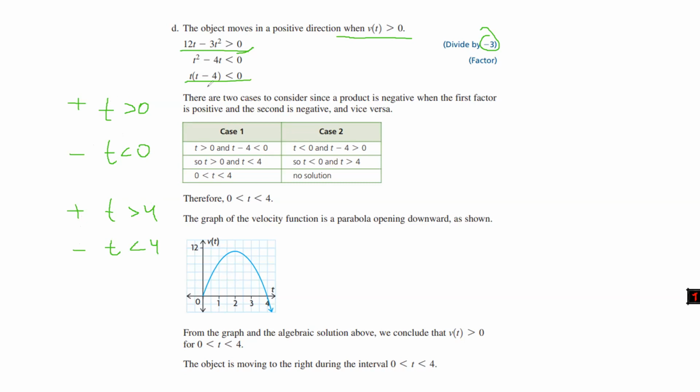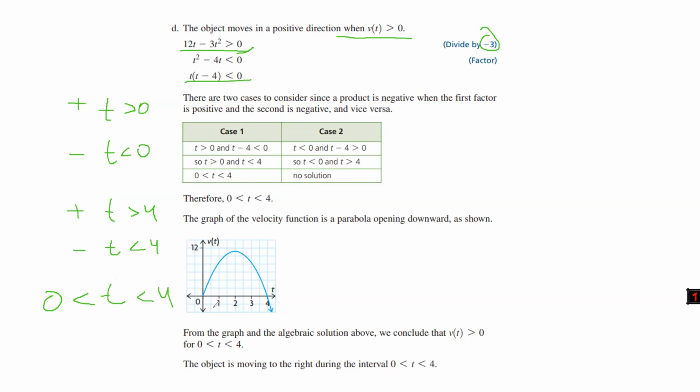So now let's take a look at an example like this. In case 1, t is greater than 0, while t minus 4 is less than 0. It means t is somewhere in a range from 0 to 4. Can t not be 4? Why is it not greater than or equal to?